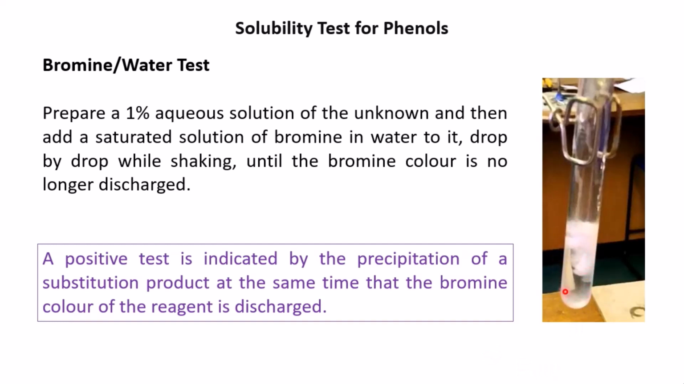So we know that the presence of unsaturation will lead to the discharge of the bromine color, right? But here there's also the precipitation of the substitution product. So there are two things involved when we want to talk about the identification of phenols: the discharge of the color due to the unsaturation, and then of course the precipitation of the substituted product, right? So that is the positive test result that indicates that this unknown is possibly a phenol.